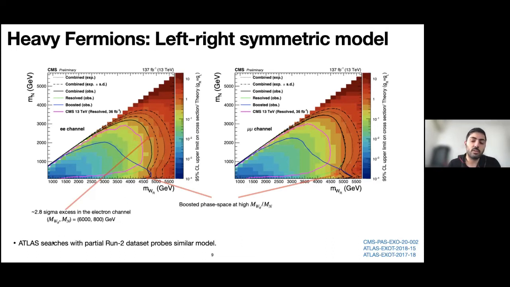There's an ATLAS search, or actually a pair of ATLAS searches with partial Run 2 data set, that probes similar models, which I provide the links to here for your convenience.